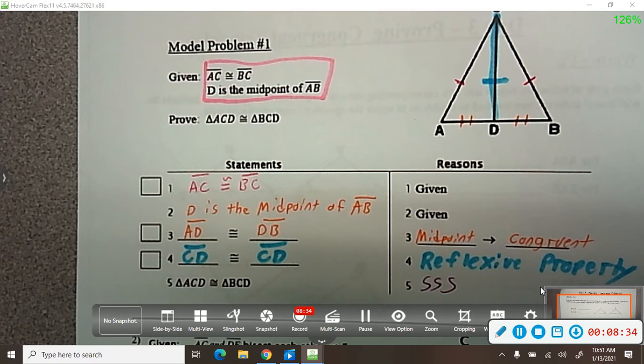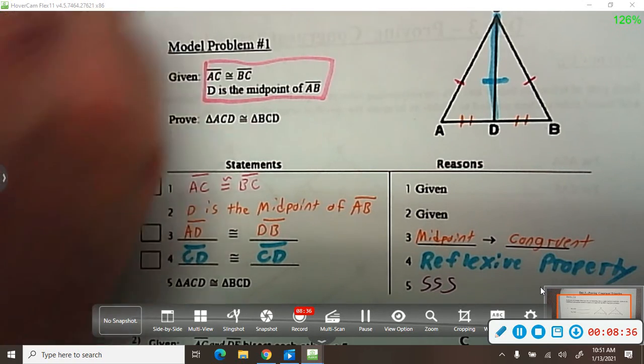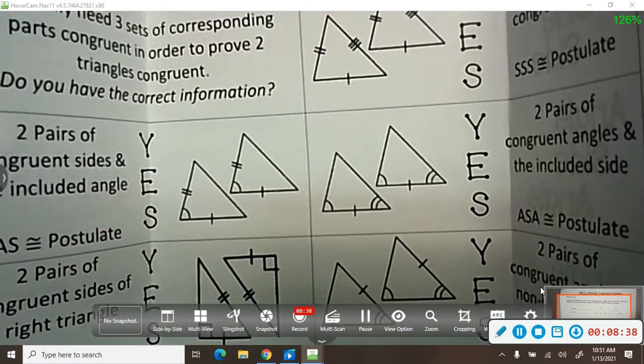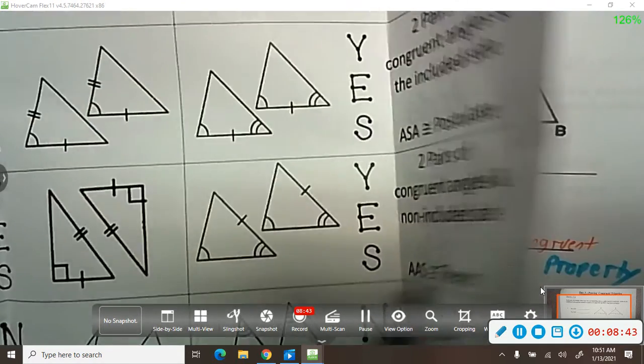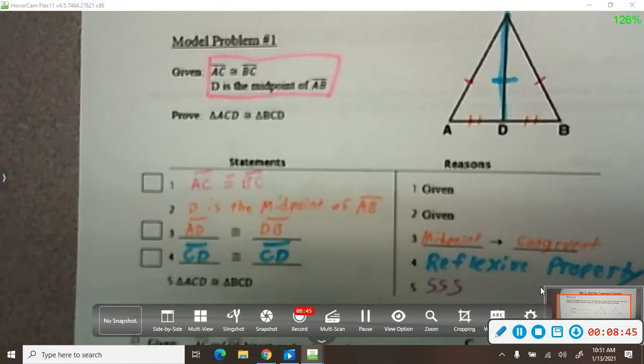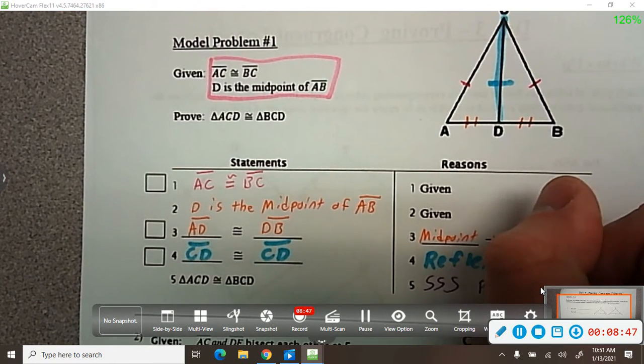And be careful if you list postulate versus theorem. Notice some of these are postulates, some are theorems. So be careful with that. SSS postulate.